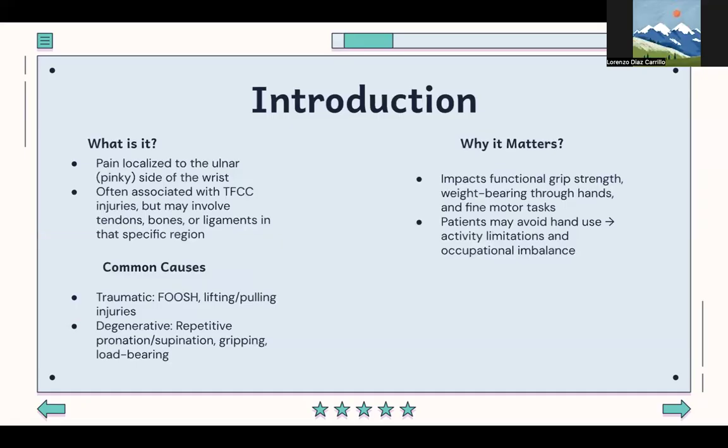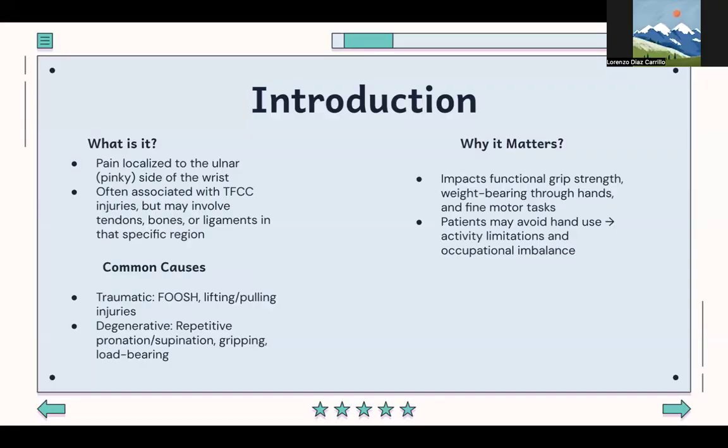But really, there are two major types of causes that we need to think about: traumatic and degenerative. Traumatic causes might include things like a fall on an outstretched hand, a FOOSH, which can be common for athletes or even older adults, such as in impact sports or when falling at home. You might even see it with forceful twists or pulling with the wrist, an example being using a wrench as a mechanic, or lifting heavy suitcases when traveling.